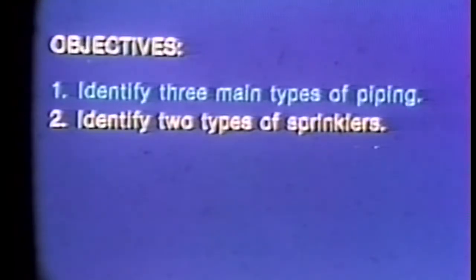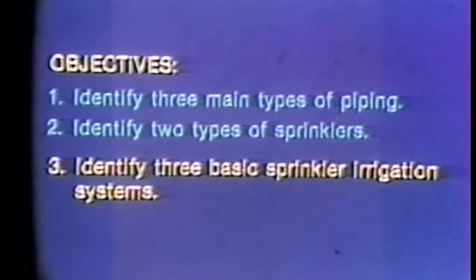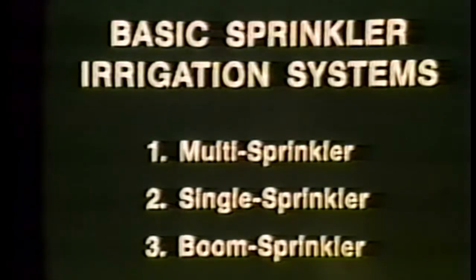In summary, the three main types of piping used for the mainline pipe unit that delivers water from the pumping unit to the lateral or laterals are flexible and portable, rigid and portable, and permanent. The two types of sprinklers most commonly used are the rotating or impact sprinkler and the spray-type nozzle sprinkler. The three basic sprinkler irrigation systems are multi-sprinkler, single sprinkler, and boom sprinkler.